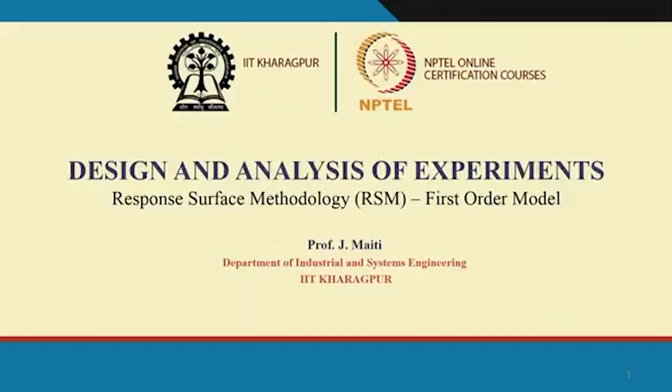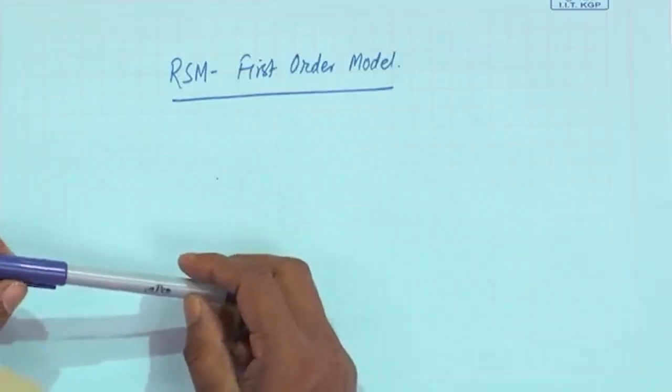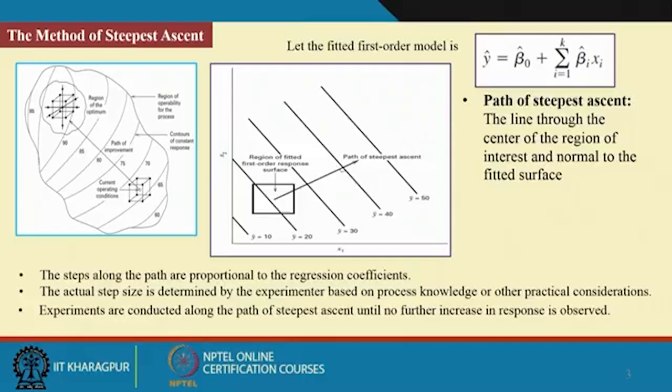Welcome. We will continue with response surface methodology. In this half an hour to 40 minutes of lecture, I will explain the first order model with an example. If you recall my last lecture on response surface methodology, there I introduced these two figures as well as this first order model.